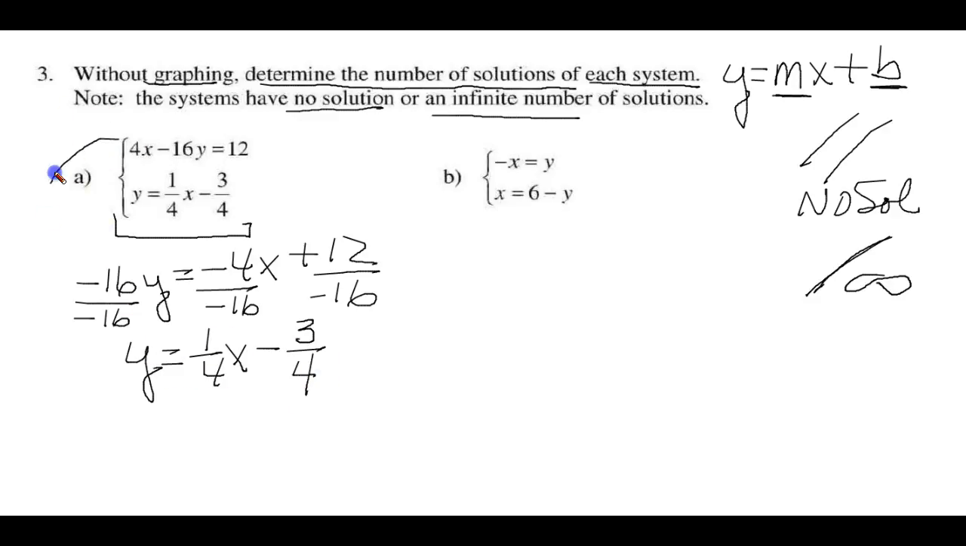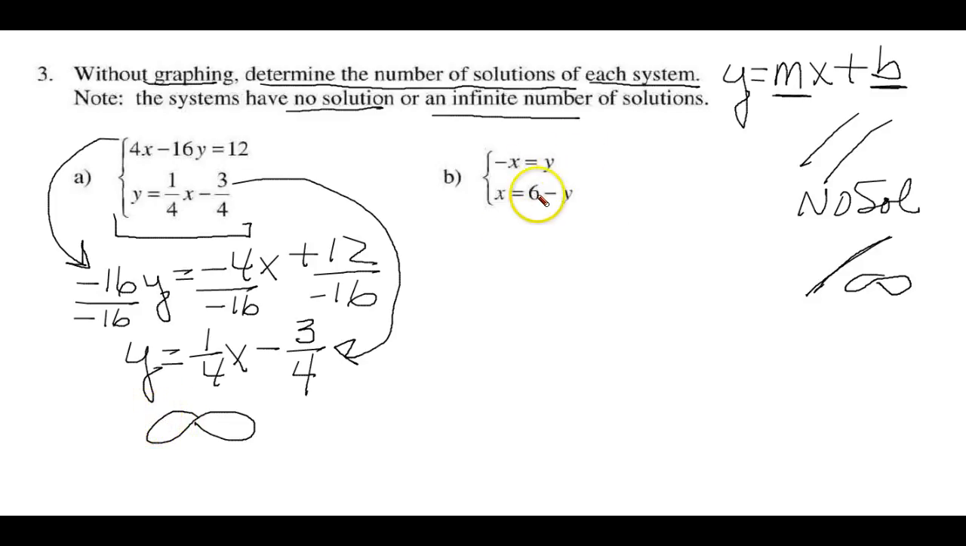So now this equation has worked out to be the same as the bottom. So the two equations are the same. So what do we have here? If we were to graph them, they would be one line on top of the other. So this would be an infinite number of solutions.